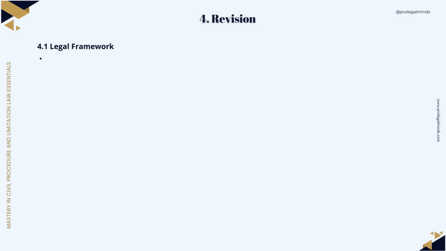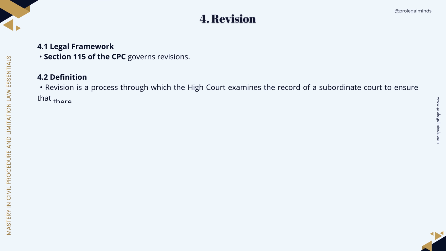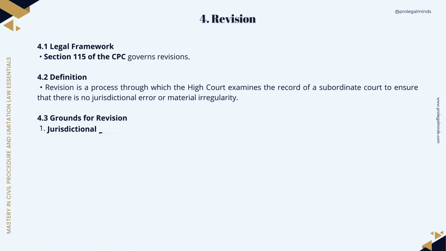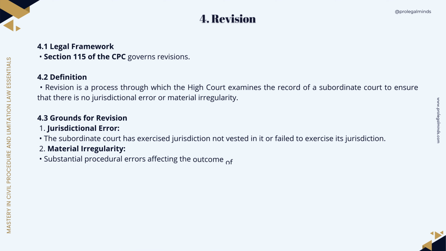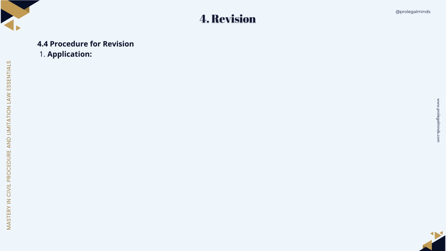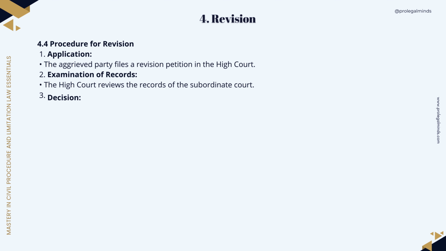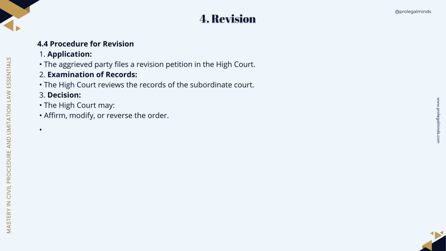Revision, legal framework and definition. Revisions are governed by Section 115 of the CPC. They allow the High Court to examine a subordinate court's record to ensure there are no jurisdictional or procedural errors. Grounds for revision. Revisions apply when a jurisdictional error occurs, substantial procedural irregularities affect the outcome, or no appeal is allowed for the case. Procedure. The aggrieved party files a revision petition in the High Court. The court reviews the records and may affirm, modify, or reverse the subordinate court's decision.